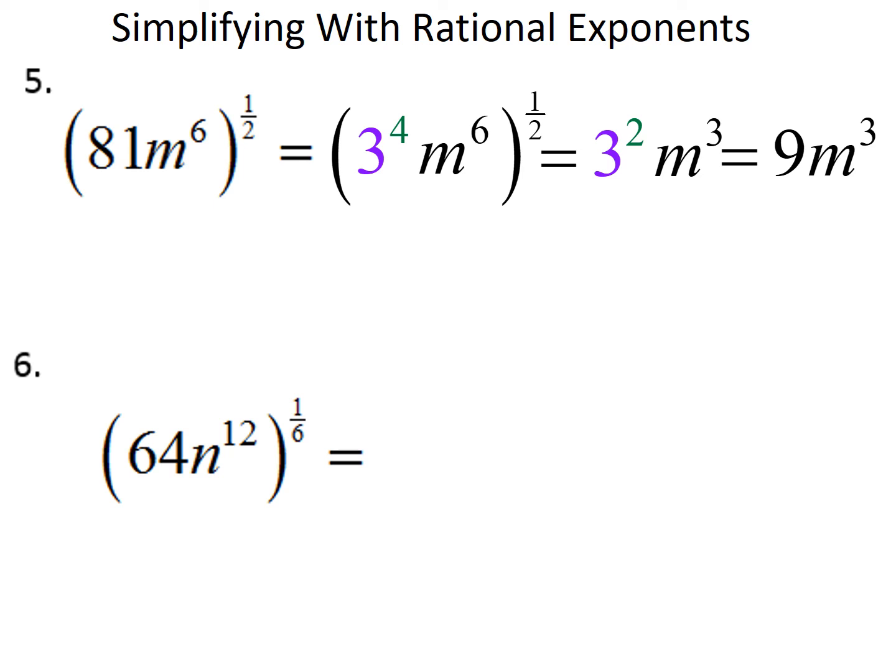All right, next, 64. How would we rewrite 64? 2 to the 6th power, n to the 12th, all raised to the 1/6 power. When I do power to a power and I multiply 6 times 1/6, I get 1. 12 times 1/6, I get 2. Final answer, 2n squared.